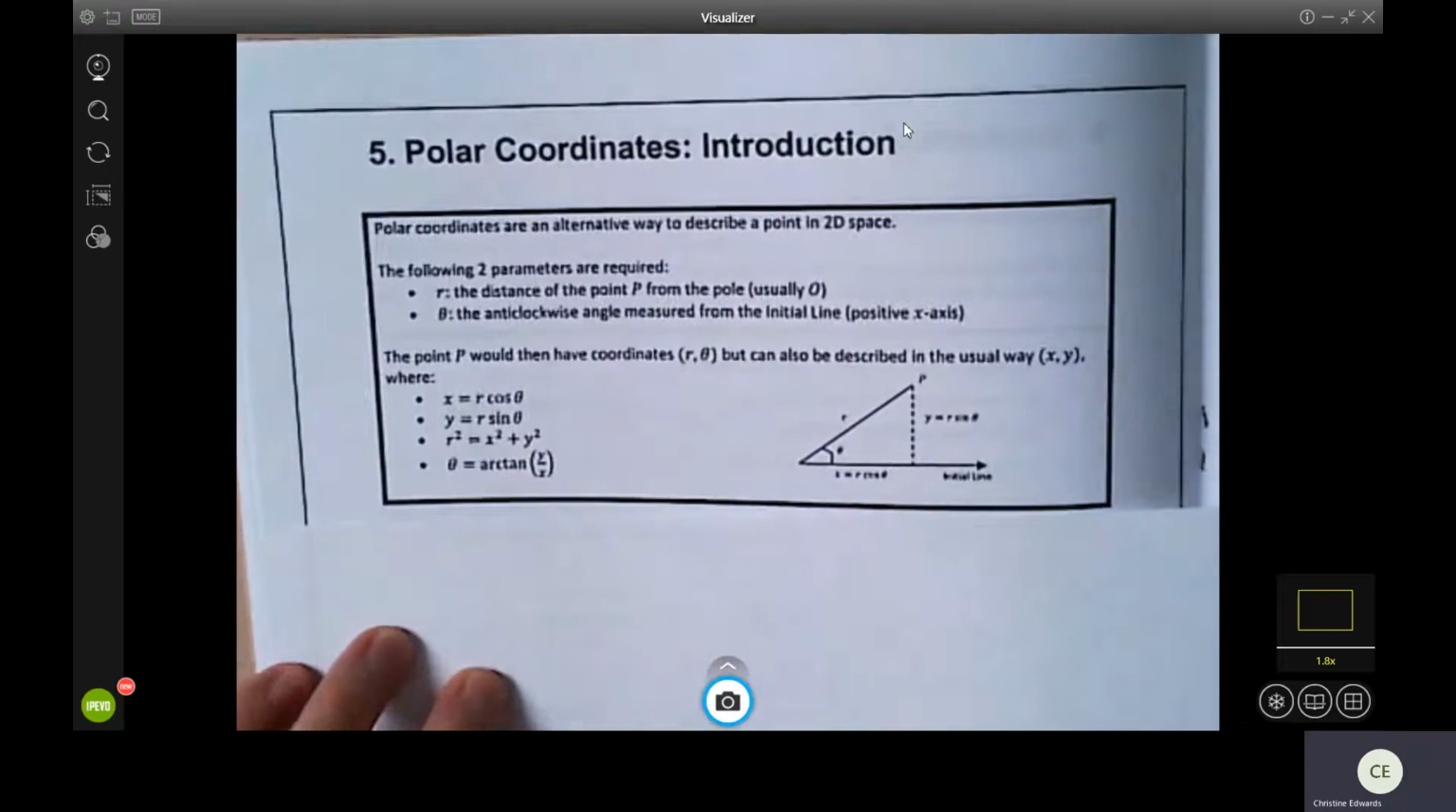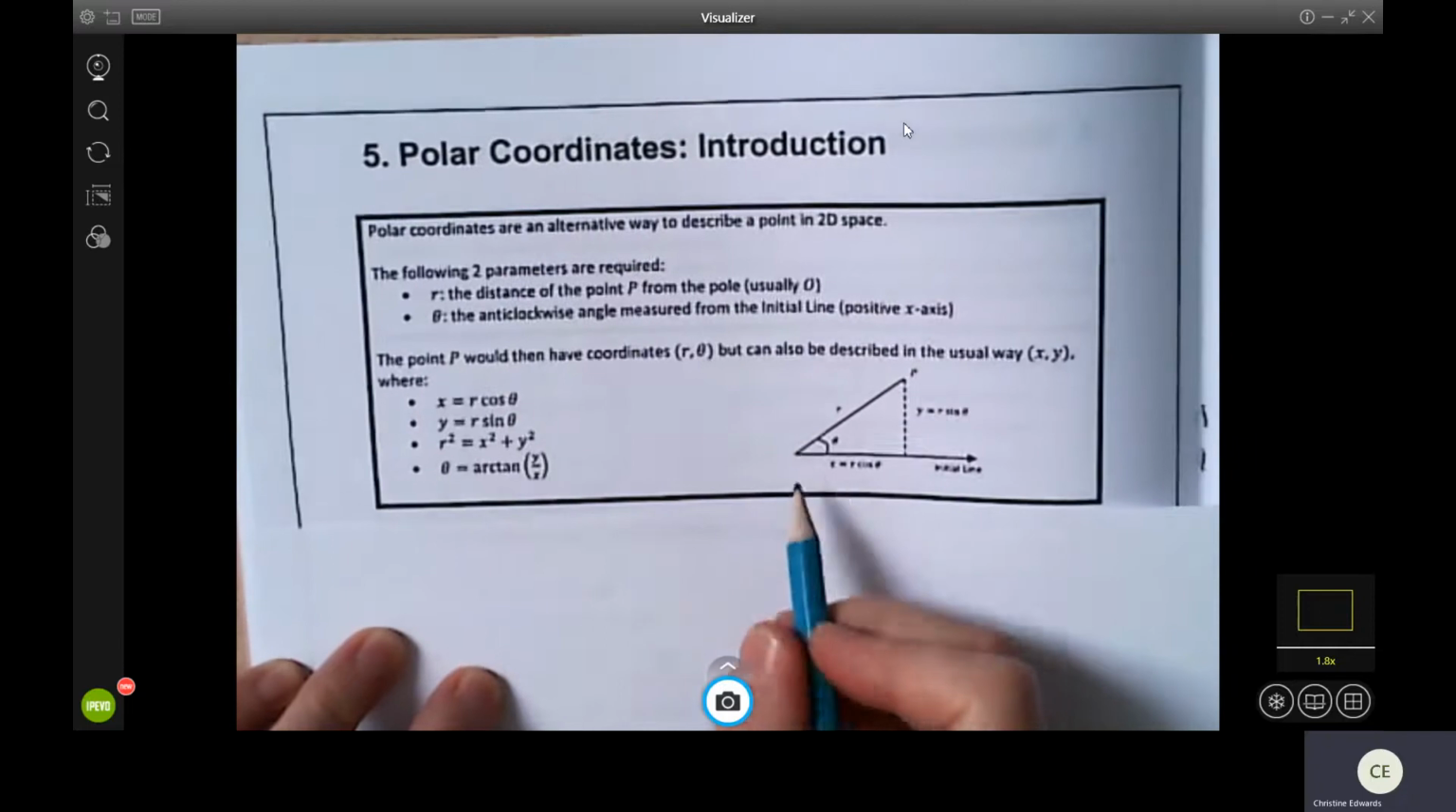This video introduces polar coordinates. Now, you will already be familiar with the polar form of a complex number. It uses the modulus argument idea. Let's have a look at the diagram here.